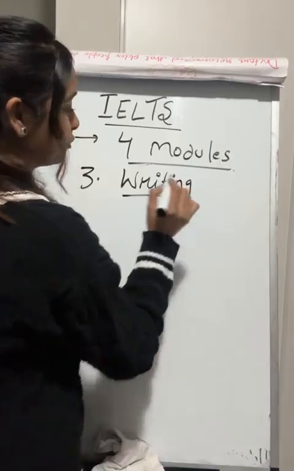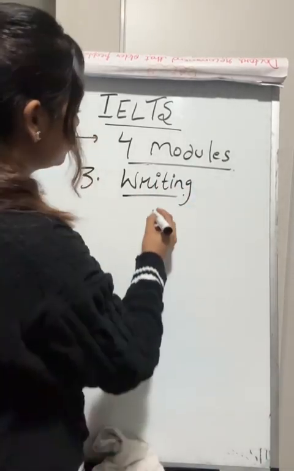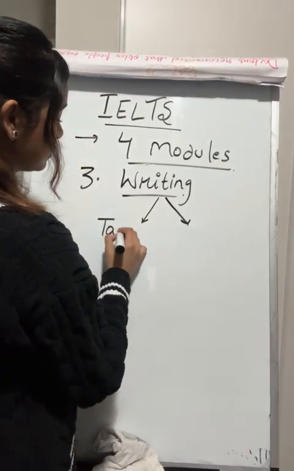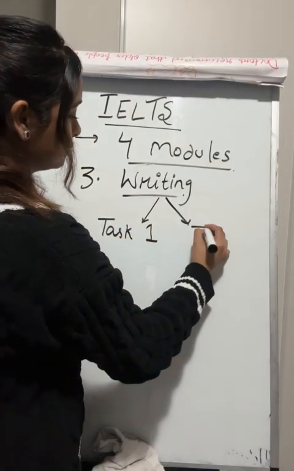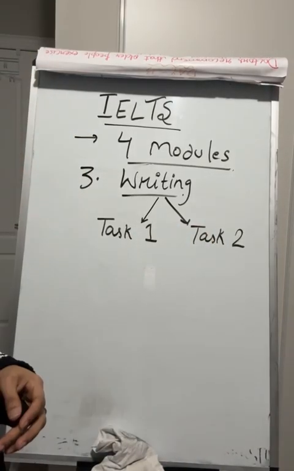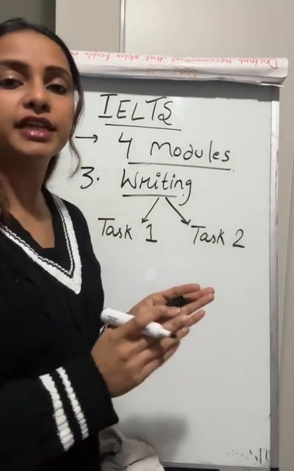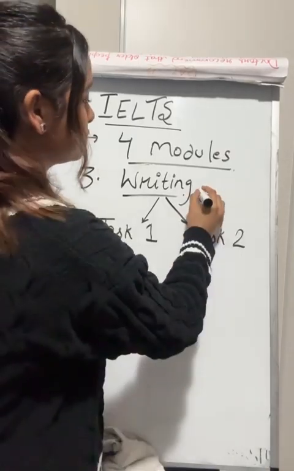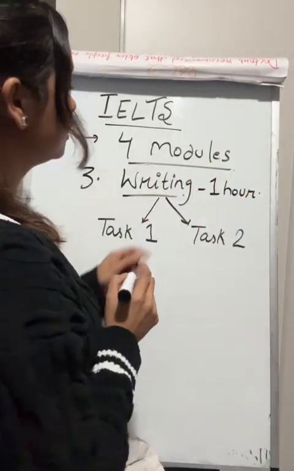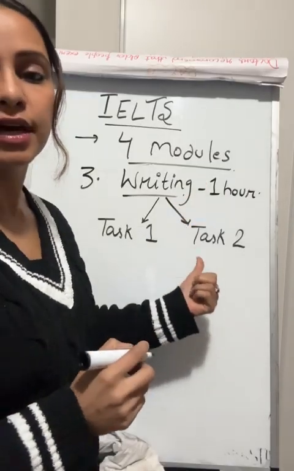So writing, you have to write, obviously. There are two things which you have to write, which is task 1 and task 2. Now the time duration of writing is 1 hour in total. That is 60 minutes again. So in those 60 minutes, you have to write these two tasks.